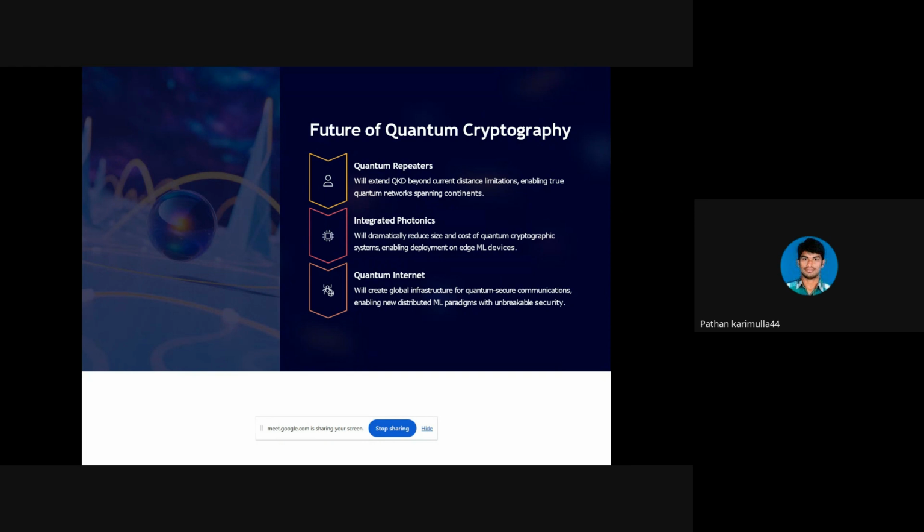Integrated photonics will dramatically reduce the size and cost of quantum cryptographic systems, enabling deployment on edge ML devices. And the quantum internet will create a global infrastructure for quantum-secure communication, enabling new distributed ML with unbreakable security. So we can work towards the quantum internet.